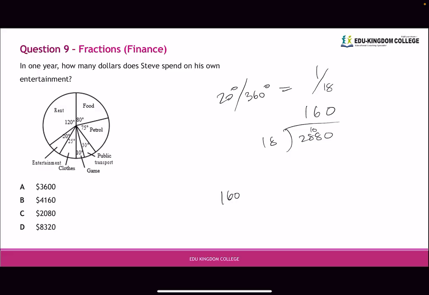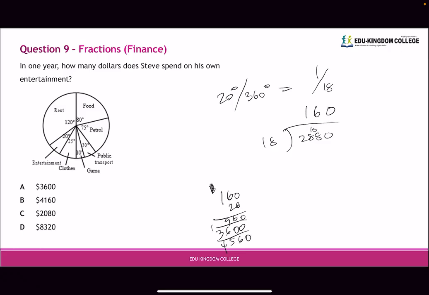So how many weeks are there in a year? 52. So we need to times this by 26. 6 times 0 is 0, 6 times 6 is 36, carry the 3 to the top. 2 times 0 is 0, 2 times 6 is 12, and then carry the 1 to the top. So 2 times 1 is 2, plus 1 gives you 3. So he spends 5,1,4,5,6,0.